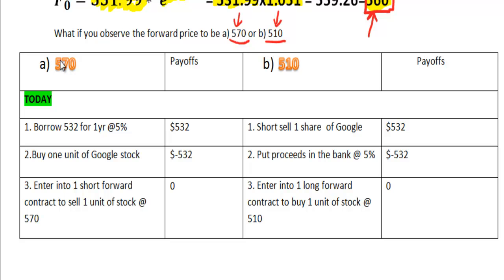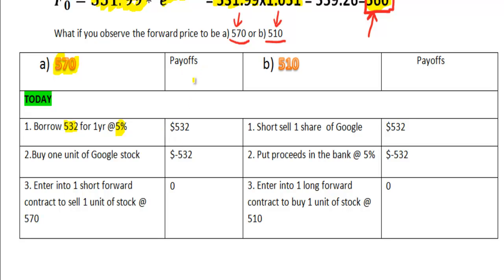So for starters, let's take a case where we observe a price of 570. Now I will devise a strategy which will guarantee you a profit, and it costs nothing to implement. First, when we observe a price of 570 for our forward, we know the price should be 560, but for some reason it's 570. What we do is we borrow $532 for 1 year at the prevailing interest rate of 5%.